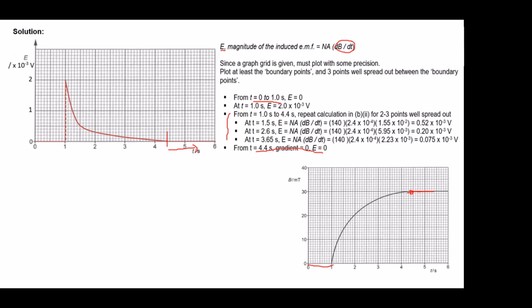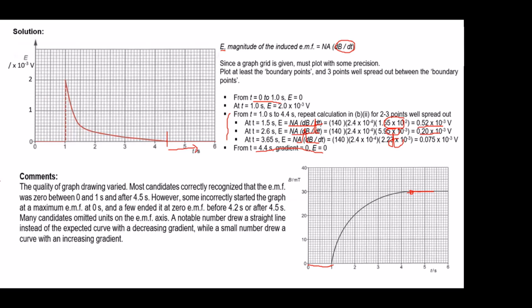Okay, so what you can do to be more accurate is to plot out a few points so that you can get the curve, right? Repeat what you've done in front, the N A dB dt, but of course now you need to work out the dB dt for the various field timings. Work out a few sets of EMF, plot the points onto the E graph, and you can get a downward curve.